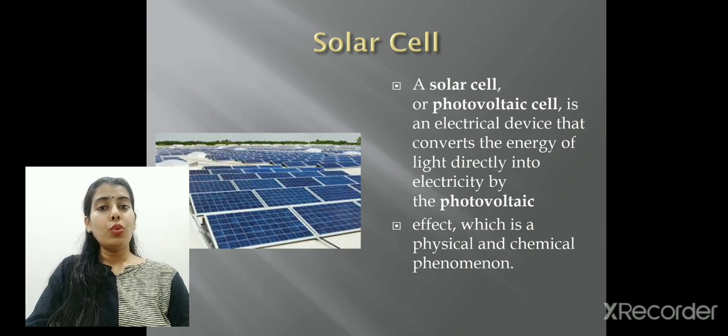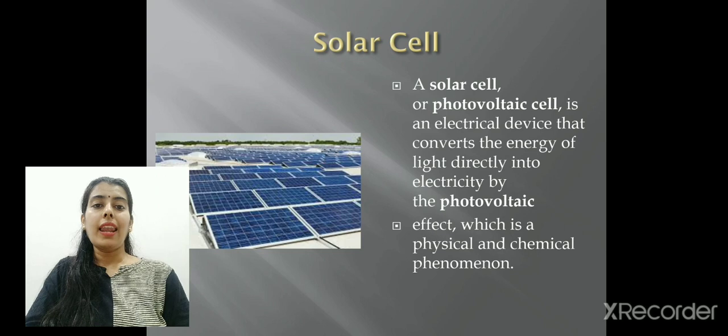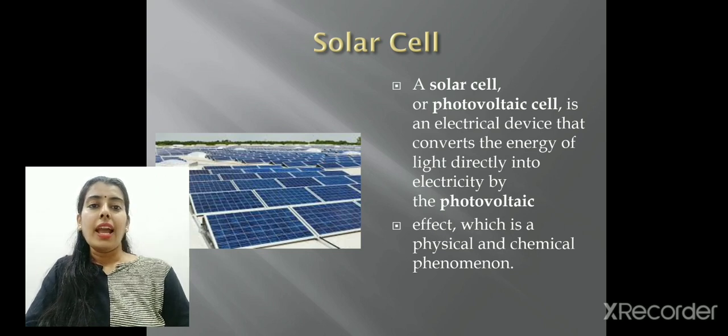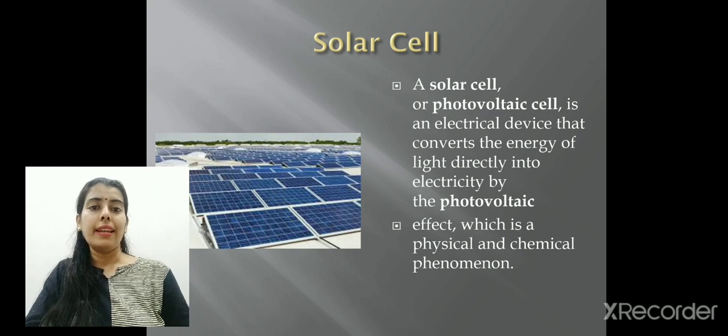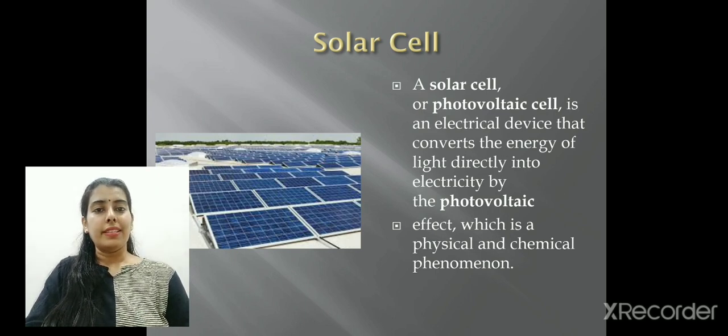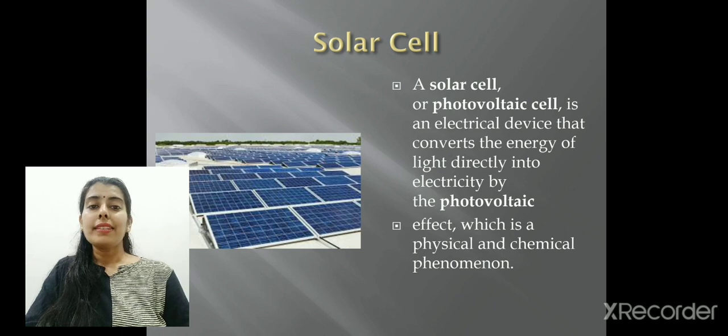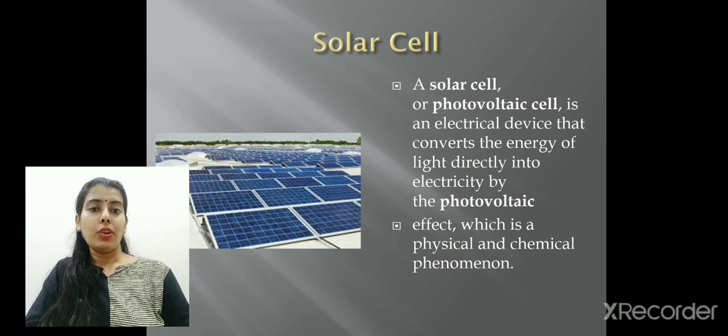Then we learnt about two types of substances. One that allows the electric current to flow, that is conductor, and the other that does not allow electric current to flow, that is insulators. That is why you are always advised to wear rubber slippers while handling electrical appliances, because rubber is an insulator and we don't get an electric shock.